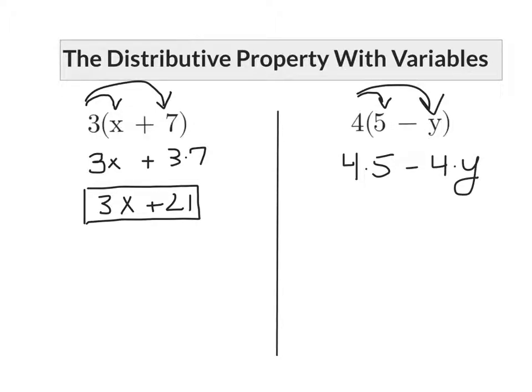I simplify it by doing my multiplication, which would be 4 times 5 is 20, minus 4 times y is 4y. My simplified expression is 20 minus 4y. And again, I cannot add 20 and 4y together or subtract them because they are not like terms. Therefore, 20 minus 4y is my simplified expression.